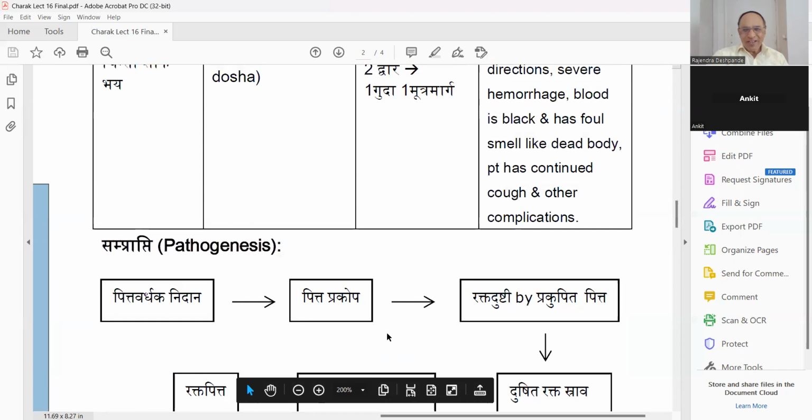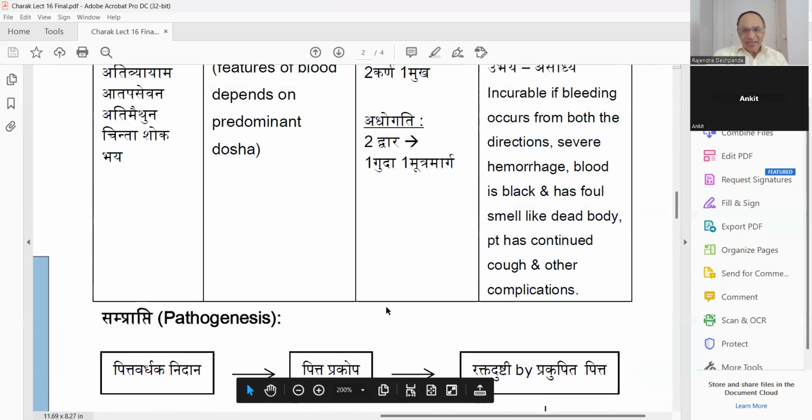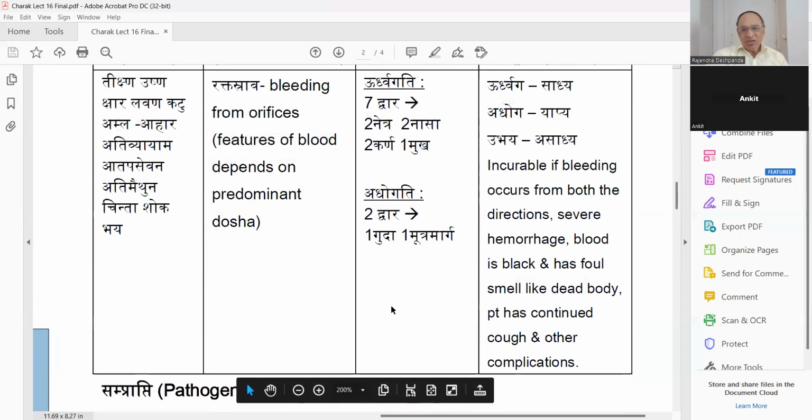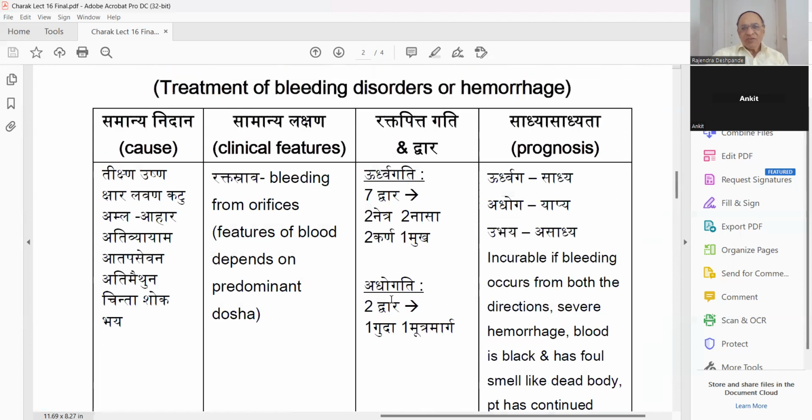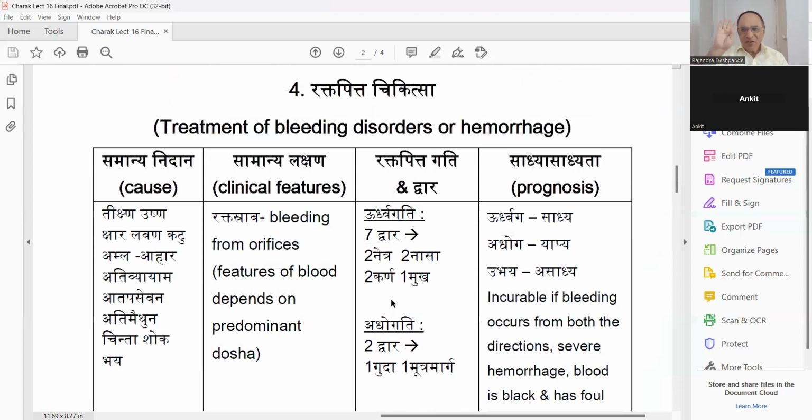I am not going to take this particular class in detail of this chapter because this is the next chapter of Charak Samhita Chikitsa Sthan, that is 4th chapter. Sir, why are you not taking it, sir? Don't worry, I am not angry with you.